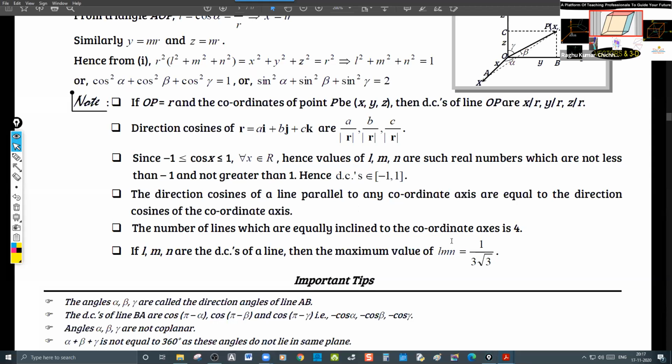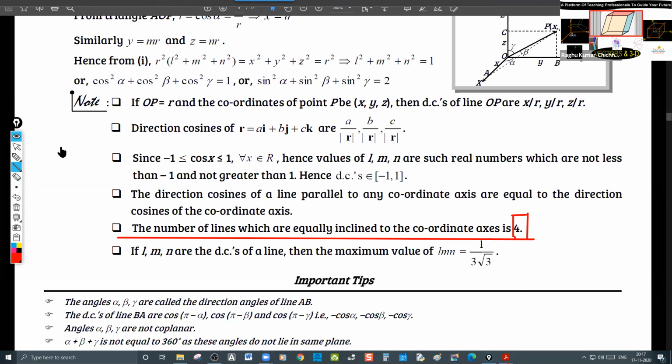This is an important point for the objective type question you will have on this. The number of lines which are equally inclined to the coordinate axis is 4. And I'm extending it. The number of line segments will be, how many will be there? Number of line segments, 8 will be there. Lines are 4, but line segments are 8. And the maximum value of LMN is 1 by 3 root 3, given.